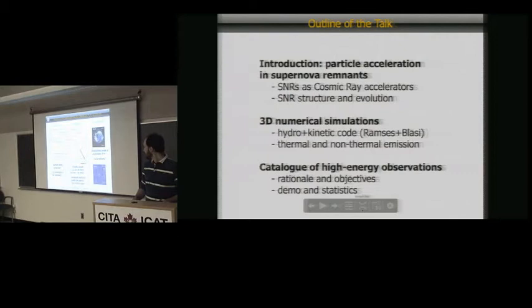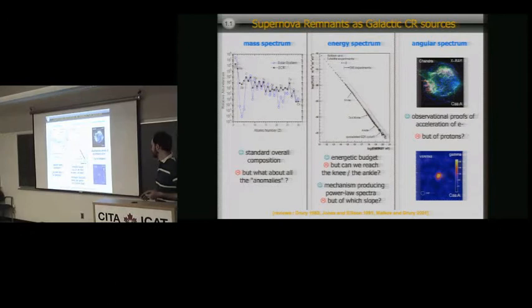So first, let me refer to some facts about cosmic rays. Cosmic rays actually are particles. This is the composition of cosmic rays, in black, compared to the solar system, in blue. So this is quite normal matter. This is consistent with the idea that these particles are nothing but ISM that was swept up by a supernova shock, with some particularities pointing towards some particular environments.